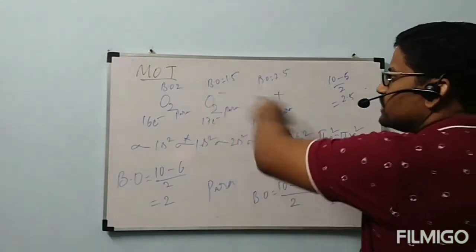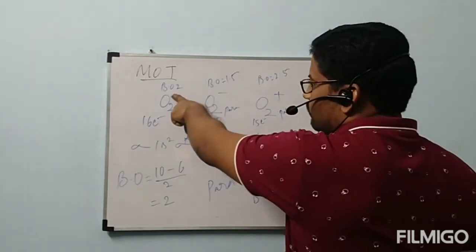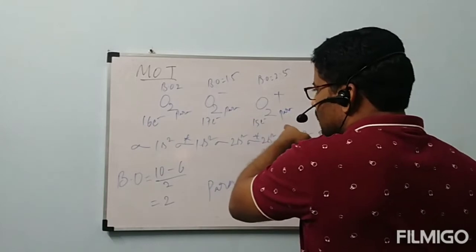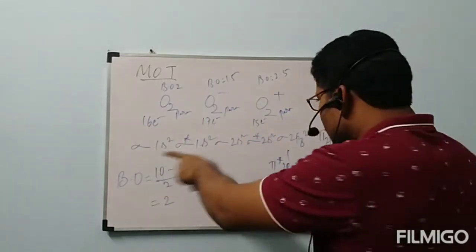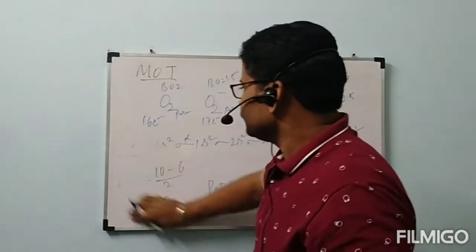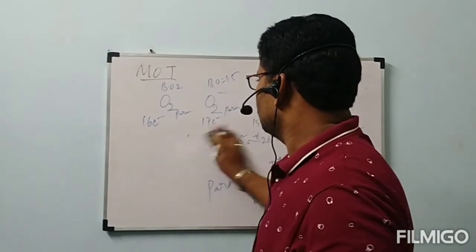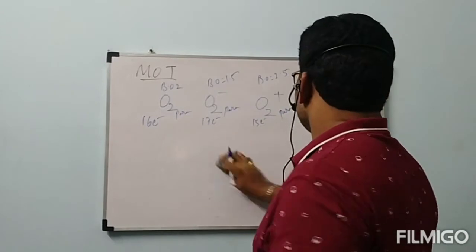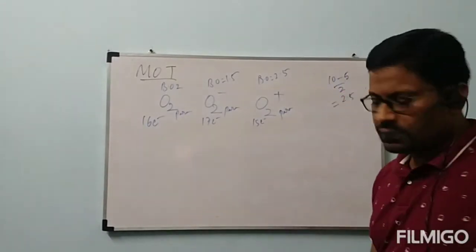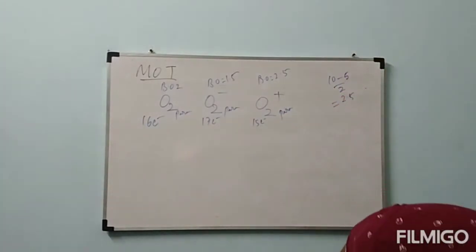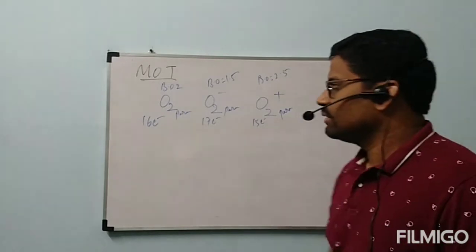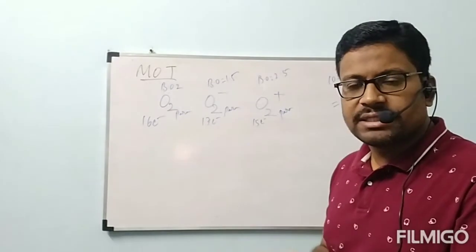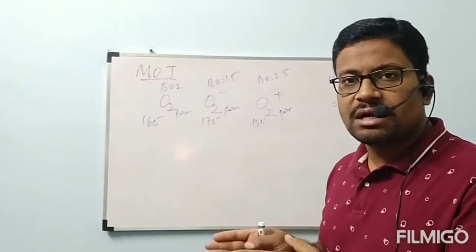I think you understood this data: in what way I wrote the bond order, whether paramagnetic or diamagnetic, and the total number of electron system. Now I will rub out this electronic configuration. Now you will get the question in a way that we found the bond order. They will ask you to arrange these three particles in the increasing order of their bond length.